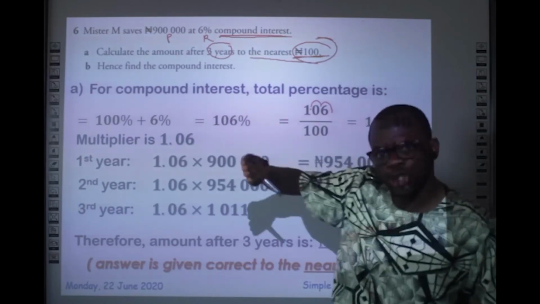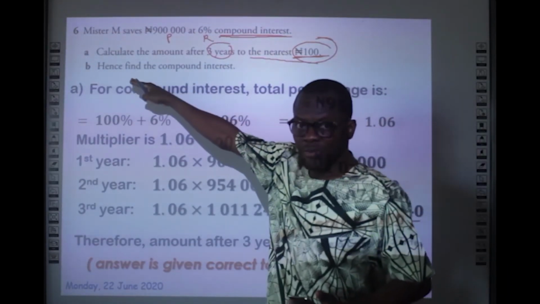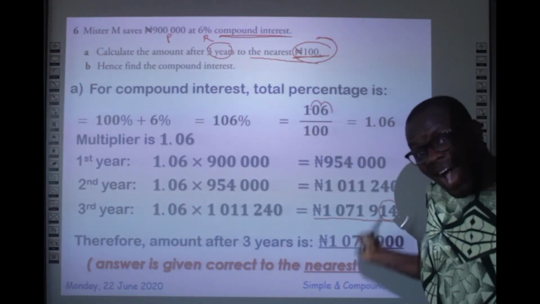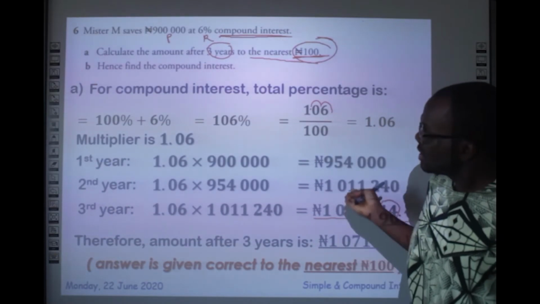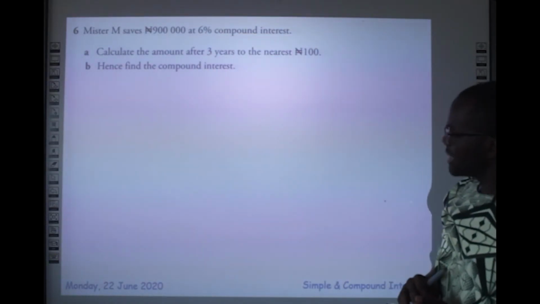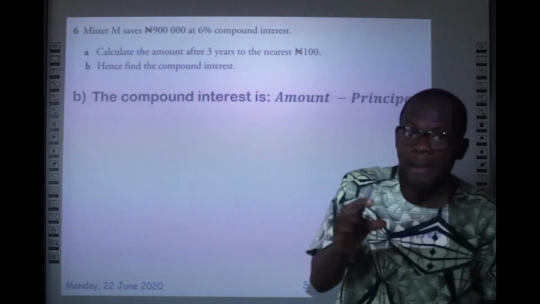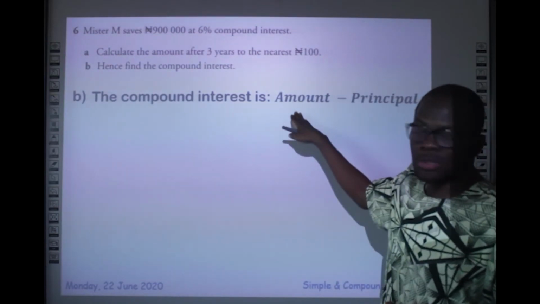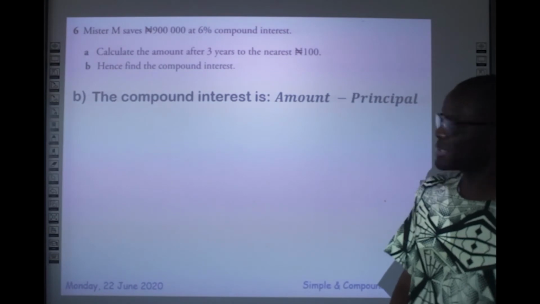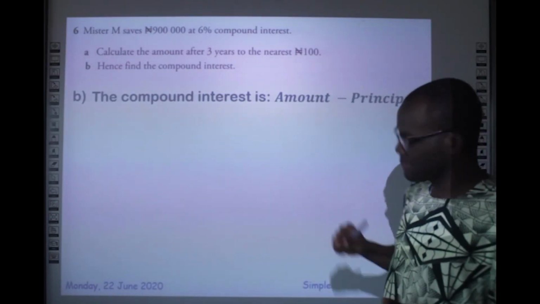Let's now move on to the B part of the question, which says hence. Hence, of course, means following from the A part of the question or using the answer from the A part. Find the compound interest, okay? And then how do we do that? So here's the B part. To find the compound interest, remember the amount minus the principal gives you the interest. And as stated in this case, it's the compound interest, okay?